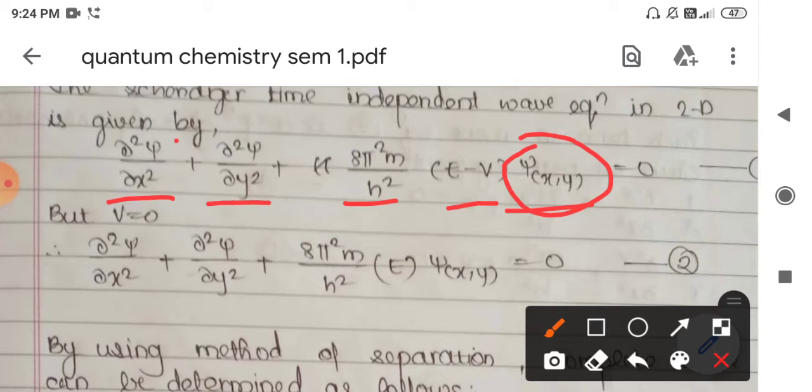In a three-dimensional box, psi is the function of three parameters, that is x, y and z. But in a two-dimensional box we have reduced one dimension, and that dimension is the z direction. So the overall wave function will consist of only two parameters, that is x and y. Any two parameters are possible, so for simplicity we will consider x and y.